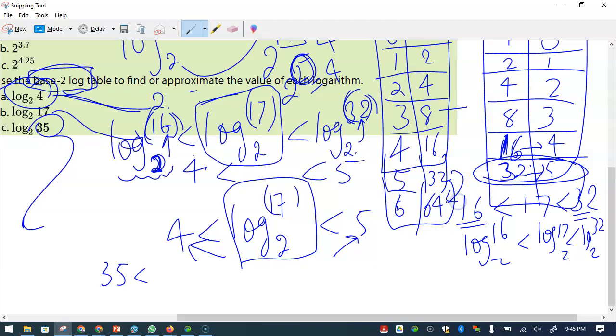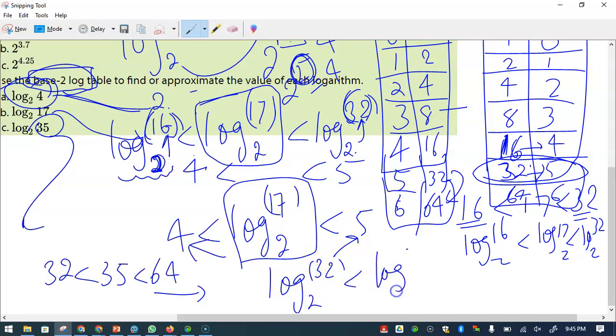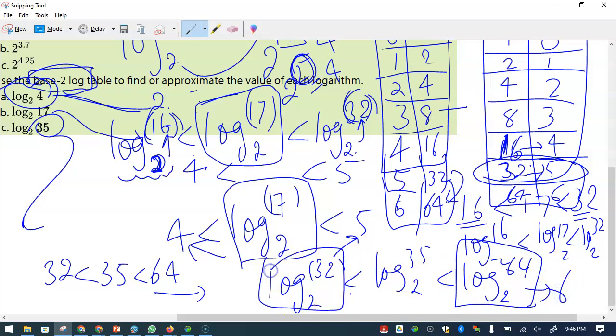Because when you multiply 2, right? So therefore, if we say 64, it goes back to 6. So I'm going to use 64. So this is less than 64 and more than 32, right? So this means the logarithm of 32 to the base 2 is less than the logarithm of 35 to the base 2, which is less than the logarithm of 64 to the base 2. And this is a 6 and this is 5. So this answer is between 5 and 6. So that's all you're supposed to know.